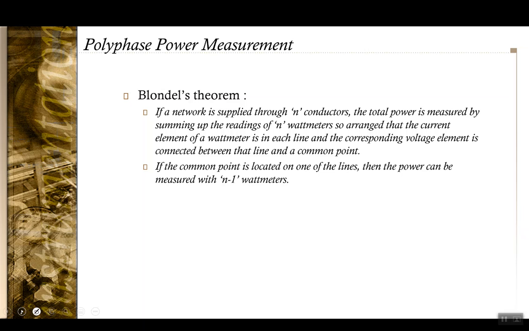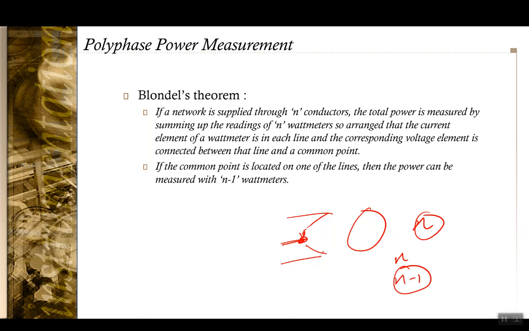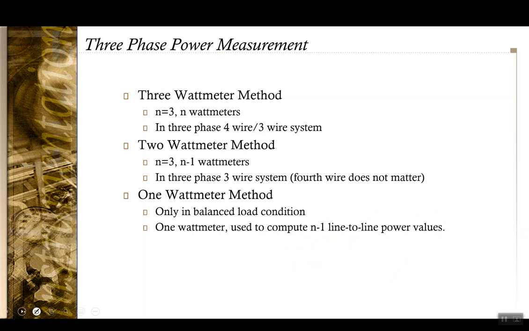Okay, so basically, if you have n conductors carrying power, then you can use n wattmeters to measure the overall power consumed by the polyphase load. Or if you choose one of the power conductors to be a common point, you can even do it with n minus 1 wattmeters. So in case of a three phase supply, you can either use 3 wattmeters, 2 wattmeters, or in case of balanced load, you can even use 1 wattmeter.